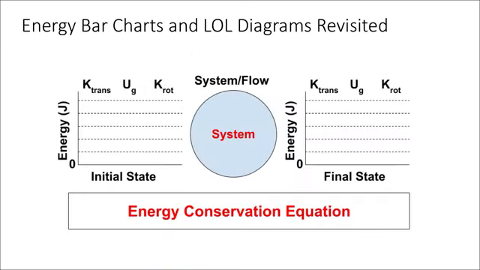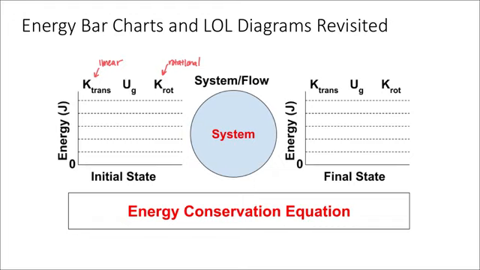All right, and so because we're discussing energy once again, we're going to revisit our energy bar charts and LOL diagrams to help us model the energy change of a system. In this case, I've modified our energy bar chart diagram to also include this rotational kinetic energy term. And so now we have a way of keeping track of our translational kinetic energy, which is for linear motion, and we have a way to keep track of our rotational kinetic energy separately. They're going to be two separate forms of energy, both in our initial state and in our final state.